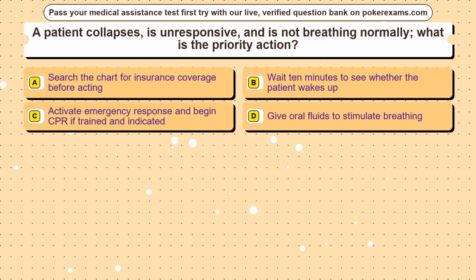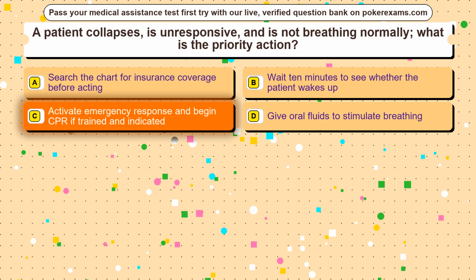Question 38. A patient collapses, is unresponsive, and is not breathing normally. What is the priority action? Option A. Search the chart for insurance coverage before acting. Option B. Wait 10 minutes to see whether the patient wakes up. Option C. Activate emergency response and begin CPR if trained and indicated. Option D. Give oral fluids to stimulate breathing. The correct answer is option C.